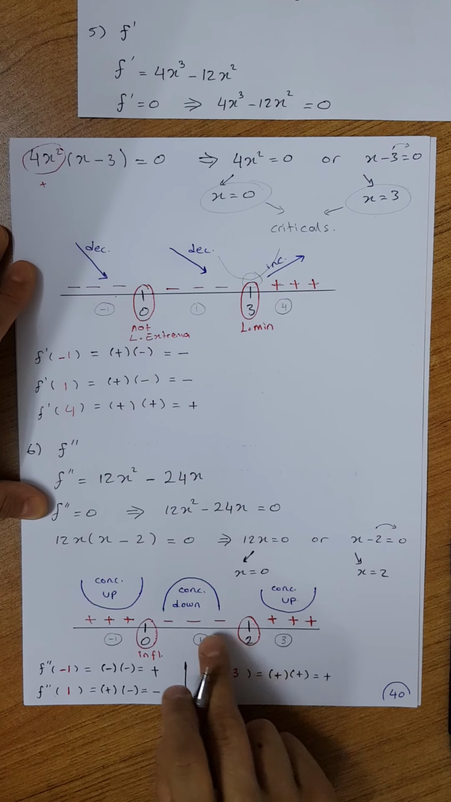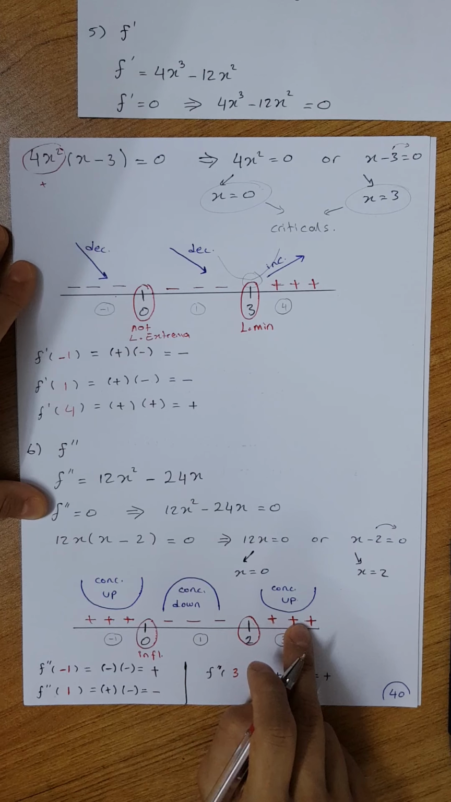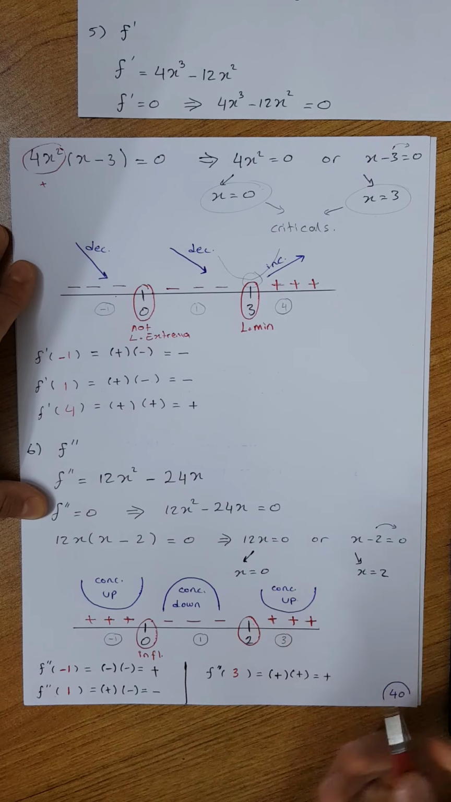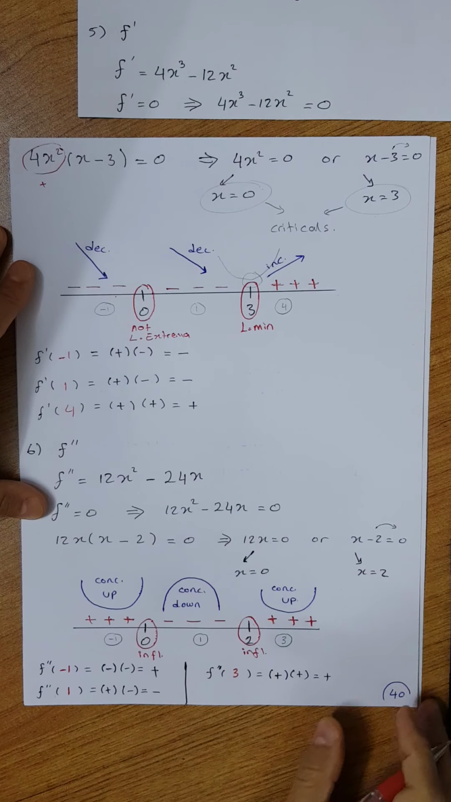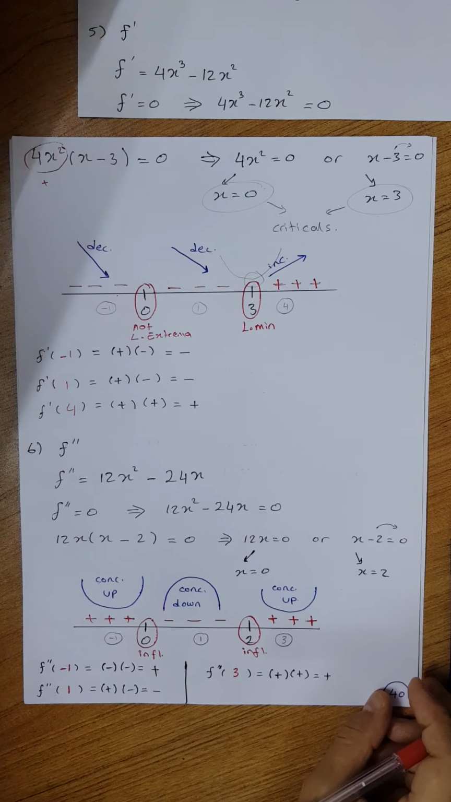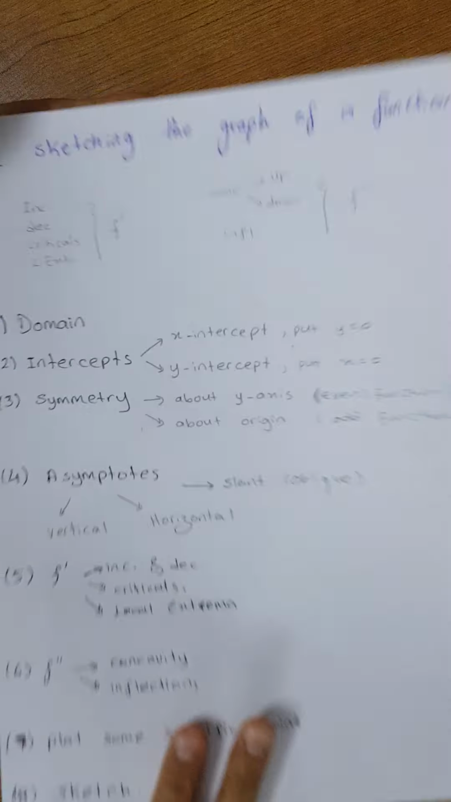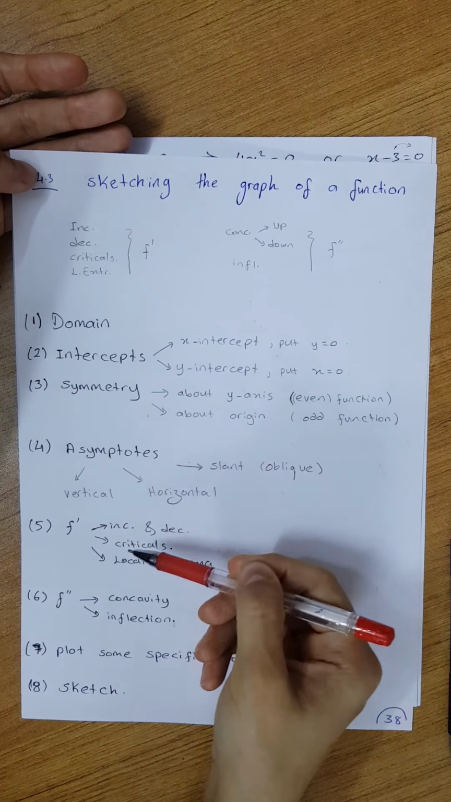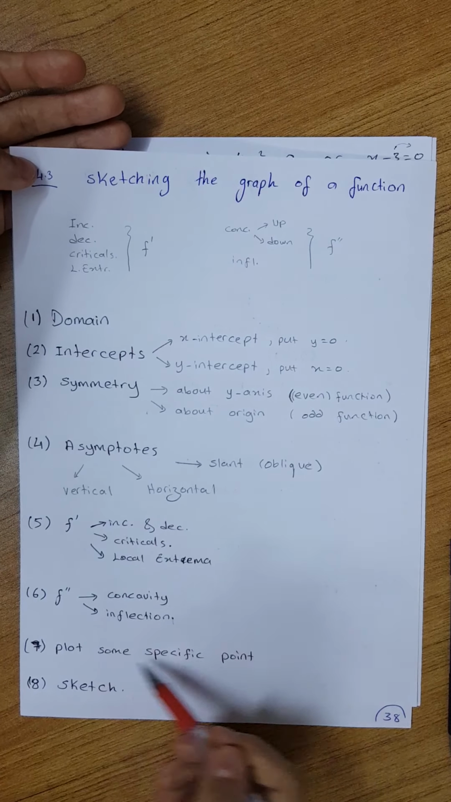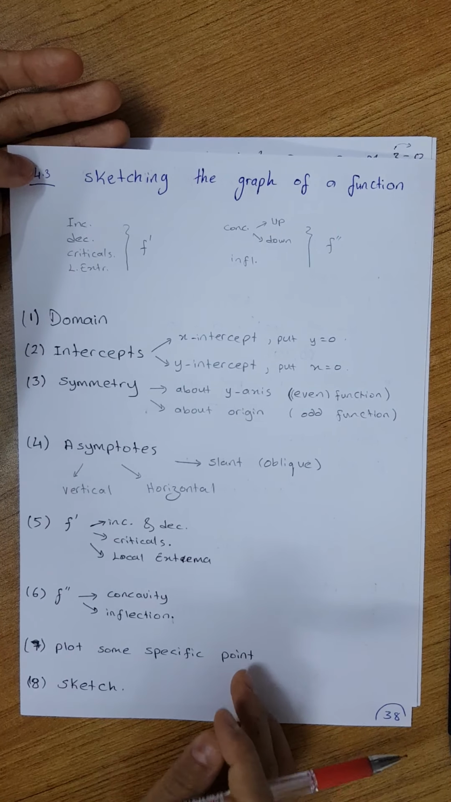If you look at 2, concavity again changes from left to right. That means it's changing from down to up. Since it is changing, that one is also an inflection point. Now, what have we done so far? We have found the domain of the function, intercepts, symmetry, asymptotes, f prime, f double prime. We have to plot some specific points.